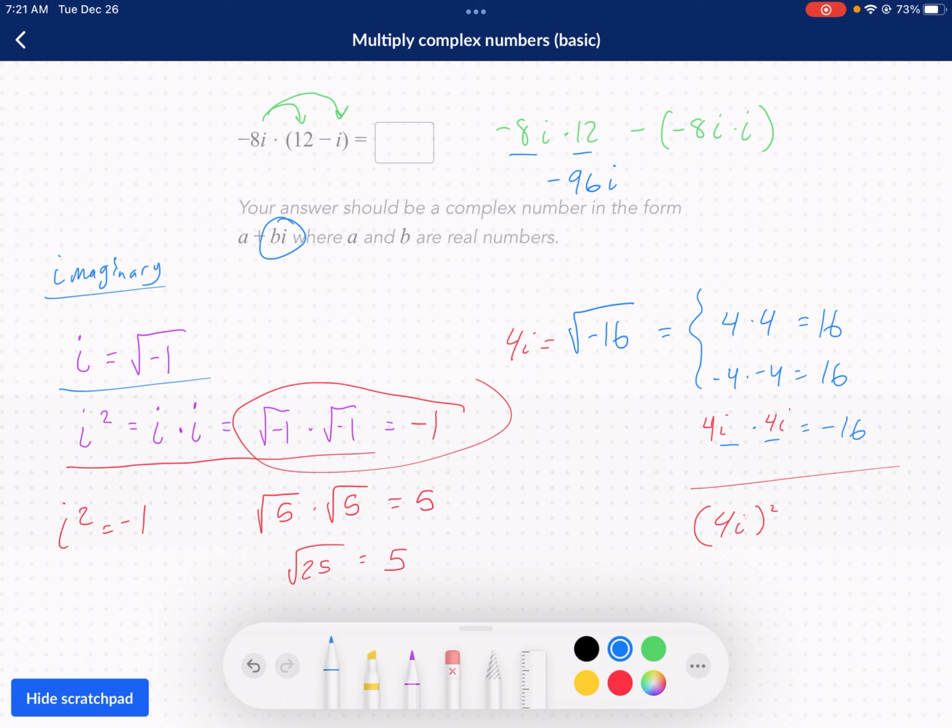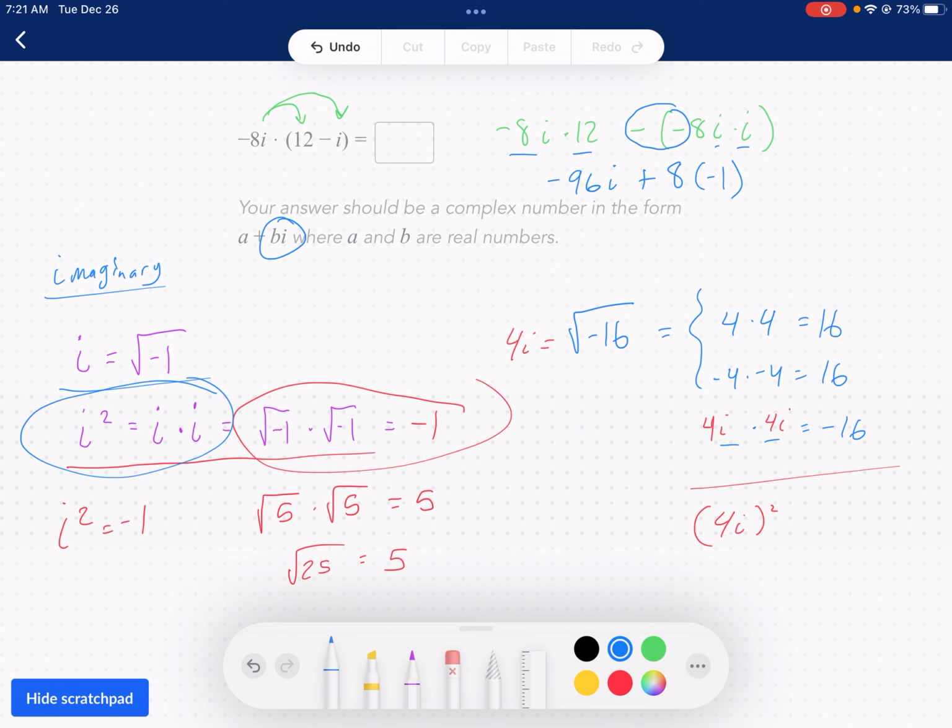Moving on here, first off, I recognize that I have two negatives. That's going to make a positive. And then I have 8. There's no other numbers to multiply it by. And then I have this i times i. We already talked about i times i is going to give me negative 1. So in parentheses, I'm going to put negative 1.